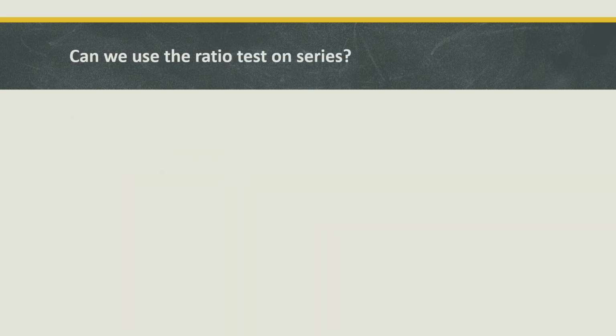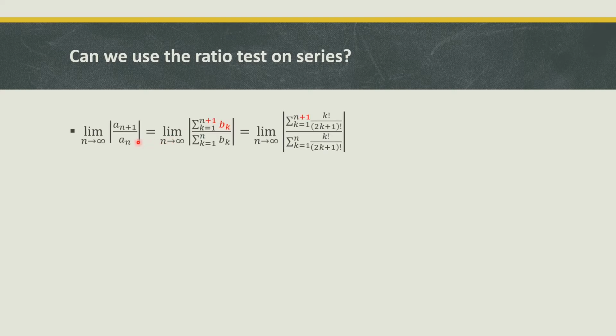If we try to apply the ratio test for sequences directly, what we will get is the following. Here what we did is just substitute this sum for a sub n plus 1 and this sum for a sub n. Then we expanded b sub k, and the same here. Now what we see is that this expression is rather difficult to evaluate. And so it looks like it may be hard to use the sequence ratio test directly.